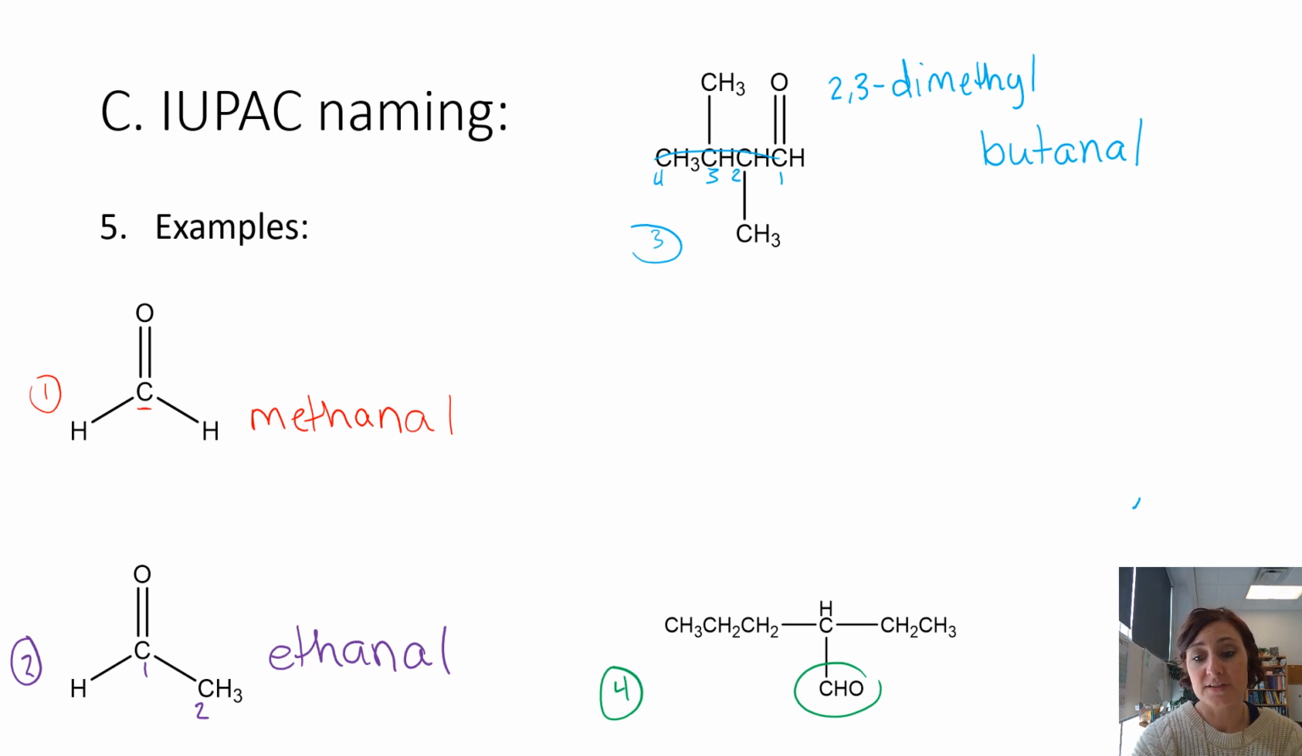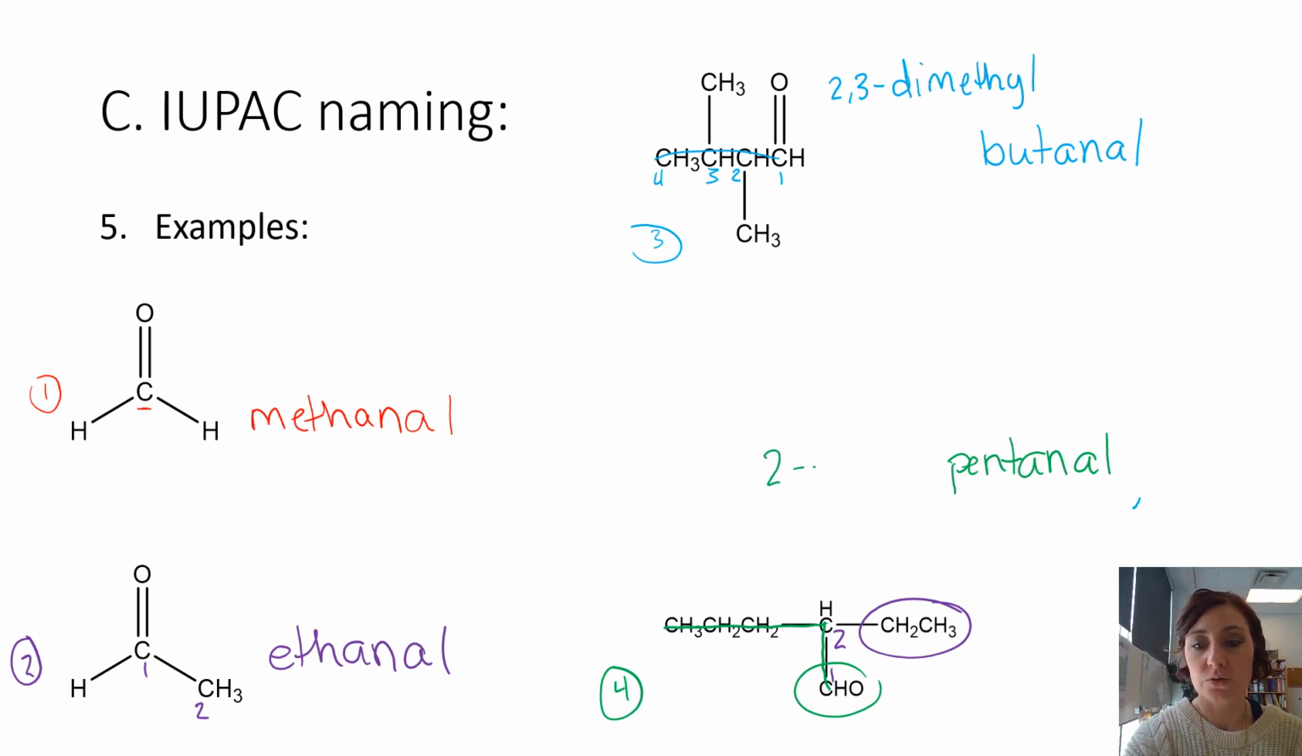So now we have to decide when we find the longest chain, are we going to go right, which will be 1, 2, 3, 4, or are we going to go left, which will be 1, 2, 3, 4, 5. I'm going to go left, so our longest chain is 5, which means this would be pentane, but I drop the E and I change it to an AL ending, so it's pentanal. And I am going to give this a branch name of ethyl, and that is coming off of carbon 2. So this would be 2-ethyl pentanal.